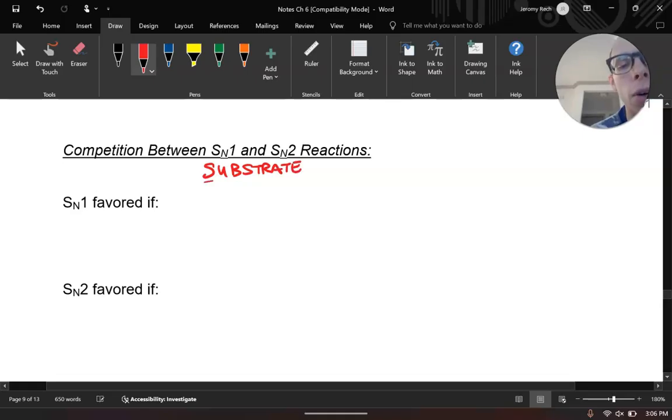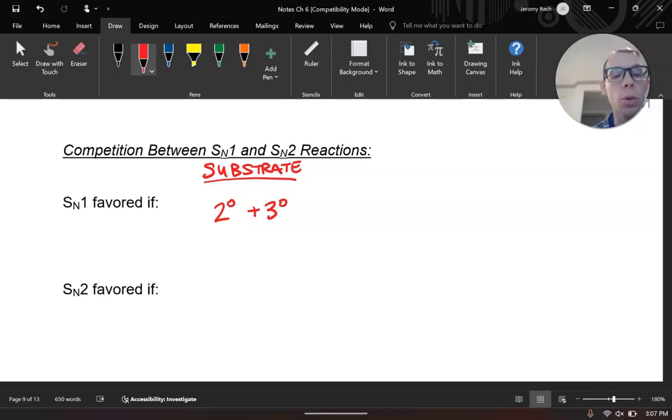And your substrate is going to be your R leaving group. Your SN1 are going to favor substrates that have high levels of other stuff around it. So we could describe that as our substitution. Secondary and tertiary are going to be our most common.